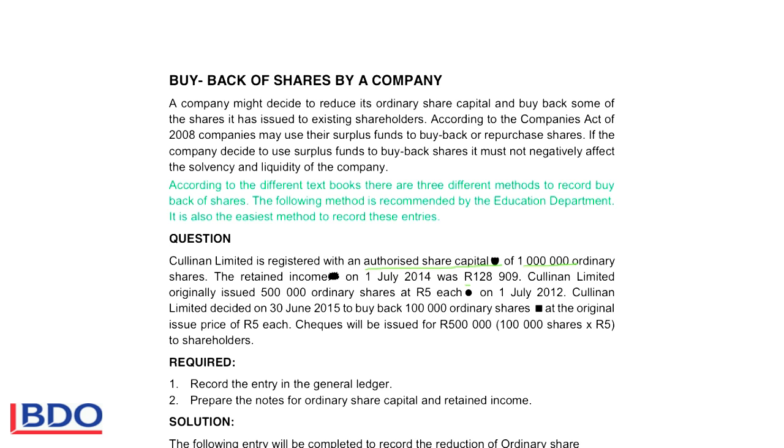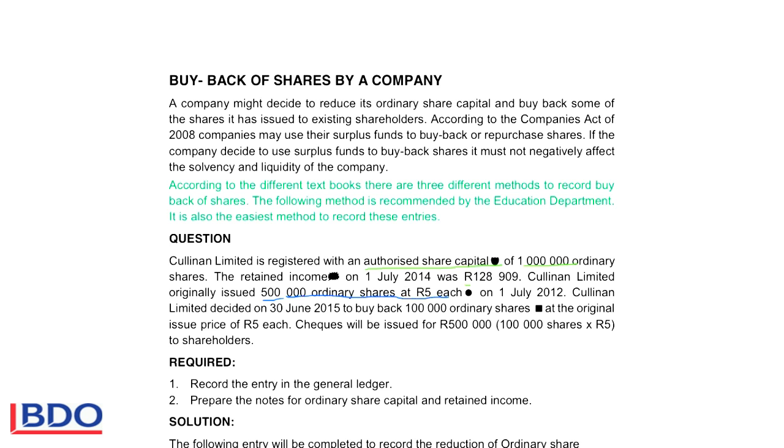Cullinan Limited originally sold 500,000 shares at 5 Rand each. That means the original issued share capital is 500,000 times 5 Rand each. That will give you 2.5 million Rand.